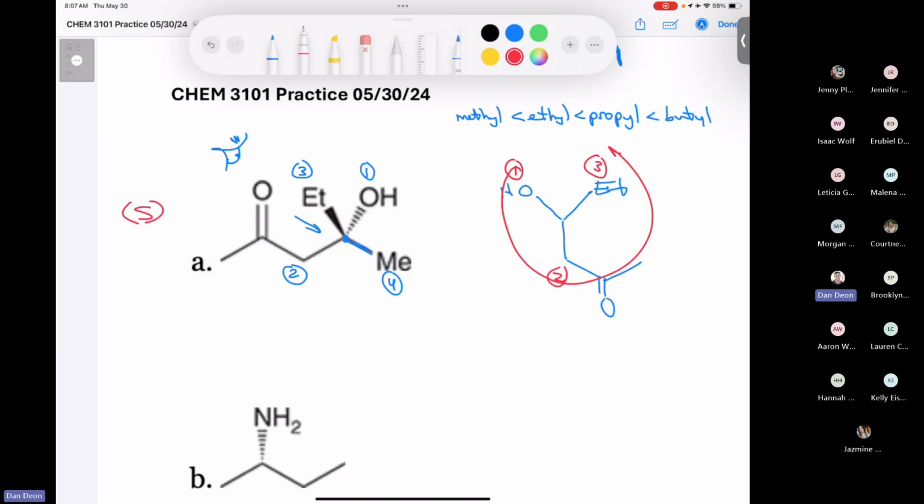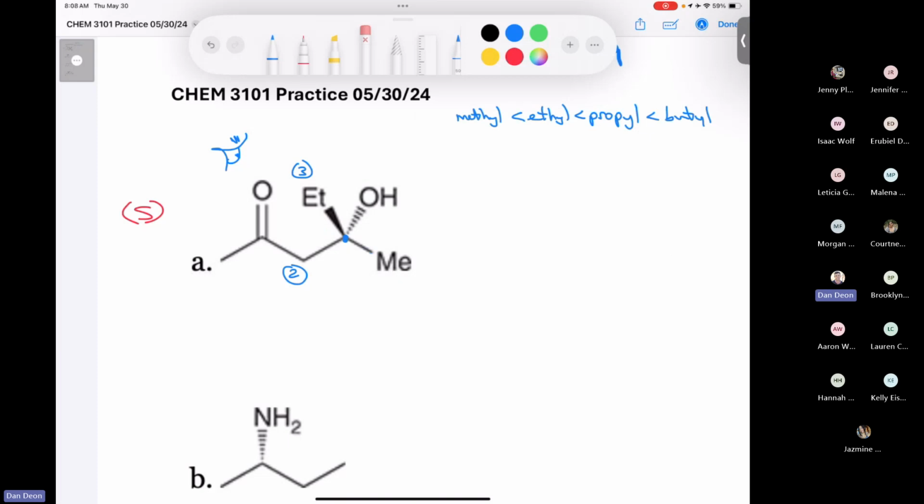But there is another way if you don't follow me on that. If you remember the rules that were in the slides, it said that if you switch any 2 groups, you change R to S or S to R. So what we could do is swap the methyl and the hydroxyl, and then we just read it the way it is, and then whatever it is, we reverse it. So if we get R, it would be S. If we get S, it would be R. If you don't follow me, let me demonstrate it for you.